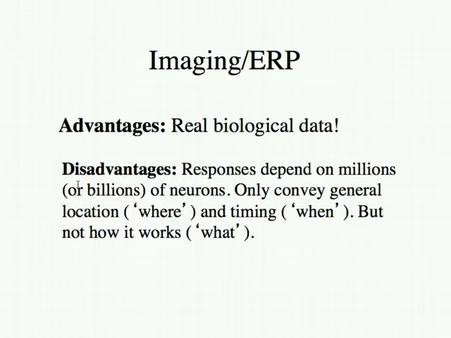So advantages to imaging and EEG and ERP is that you're getting biological data, so it doesn't depend on a behavioral response in a way that may involve people thinking about their task or some other kind of psychological factors. But some disadvantages are responses depend on millions of neurons, so there's very large chunks of the brain, and it's hard to determine whether you can say something with great specificity in terms of how these things are carrying out their operations based on such large populations.